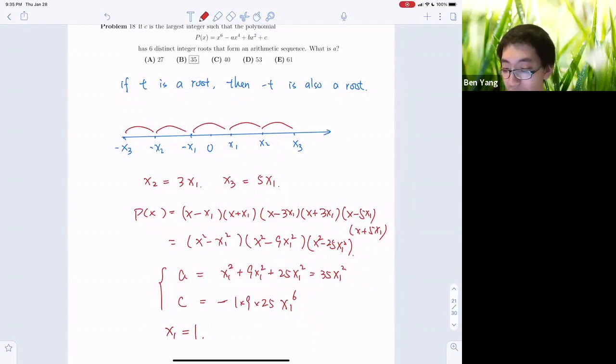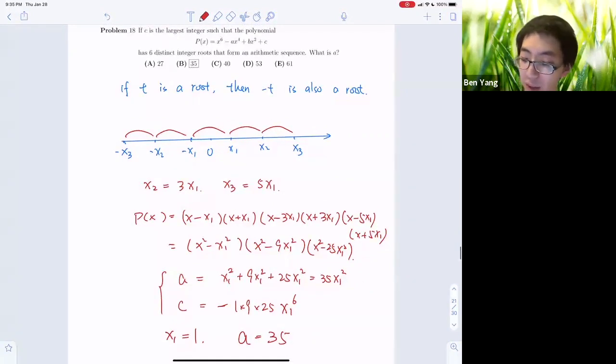All right, and if x1 is equal to 1, we know that A is equal to 35. So the answer is B.